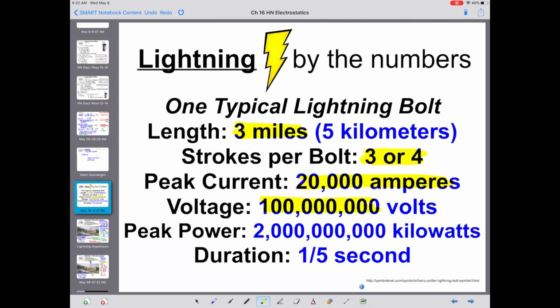Peak power of a lightning bolt, 2 billion kilowatts. That's equivalent to the power output of a small nuclear power plant. And the typical duration of a lightning bolt, less than a second. Now, you may see the light actually illuminate for longer than that, but the time period of charge exchange is very, very short, typically less than a second.